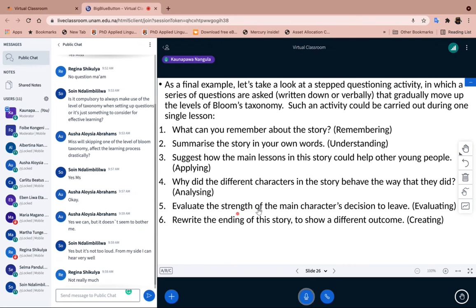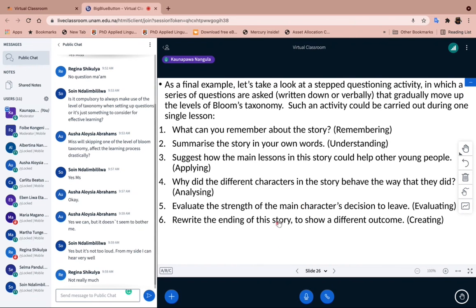And then evaluate the strength of the main character. You decide, is it going to be individual, pair, or group? Groups and pairs always help accelerate the amount of time that they spend on an activity. It lessens time because they are having ideas from different people. Then that can really help them get to the answer quickly.